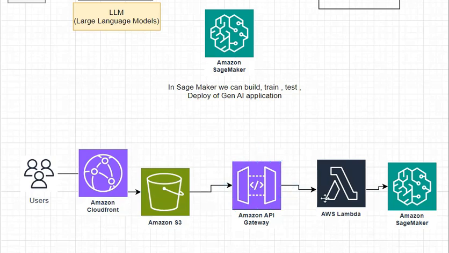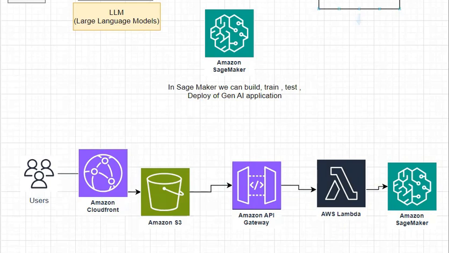Then this API gateway will trigger this Lambda function. Whenever it is triggered with a request, it will process the content and send the request to the SageMaker endpoint. Then that SageMaker endpoint will process that data and provide the response back to this Lambda function. This Lambda function again provides the response back to this API gateway. Then it will send it back to our website, where the user can see the output. So that's what we did in this video.